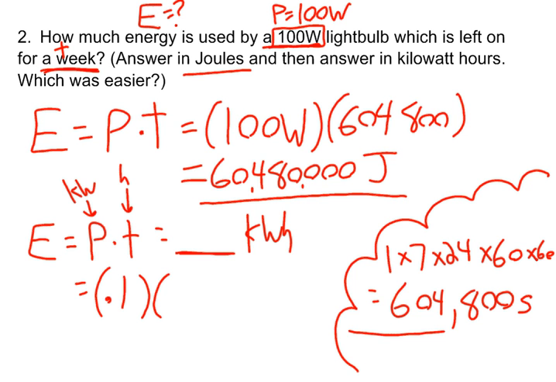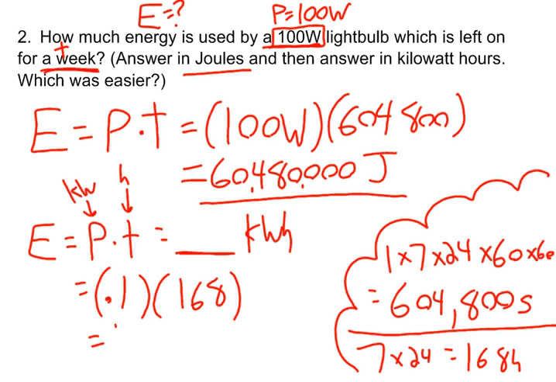Well, again, we have to work things out here. There are 7 days in a week, and 24 hours in a day. So that makes for 168 hours. We multiply these out, we get 16.8 kilowatt hours. And I leave it to you to decide which of those was the easiest way of doing this question.